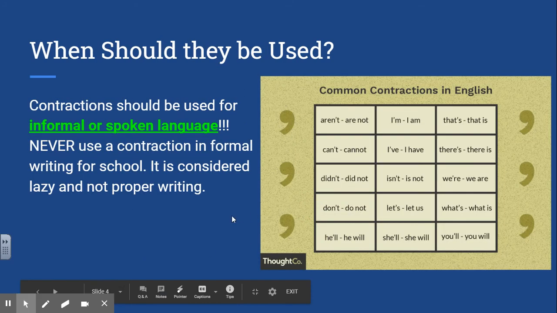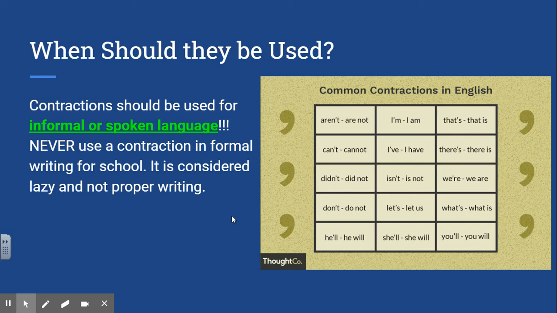Okay, so now when should contractions be used? This is one of the most common misconceptions about contractions, okay? They are only used for informal or spoken language. Never ever use a contraction for formal writing in school. So that means if you're writing a paper, you're writing an essay, you're doing a presentation, for a formal setting, never use a contraction because it's considered lazy and not proper writing.